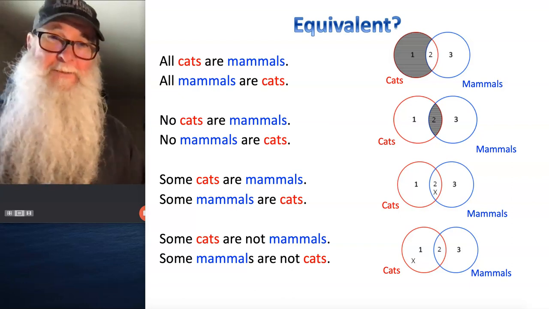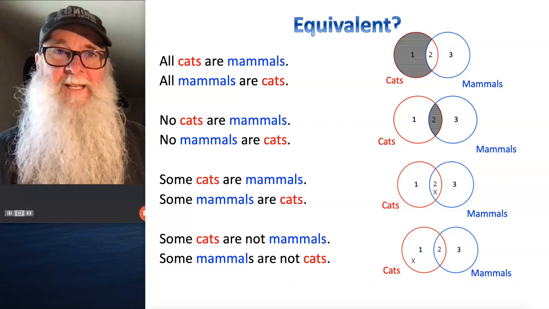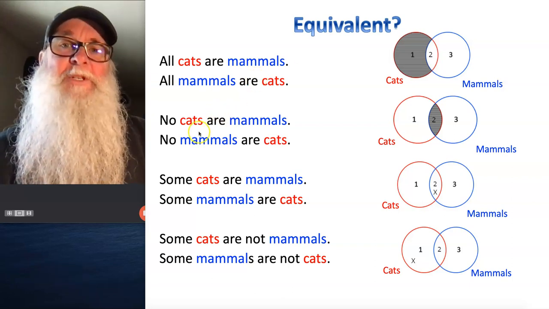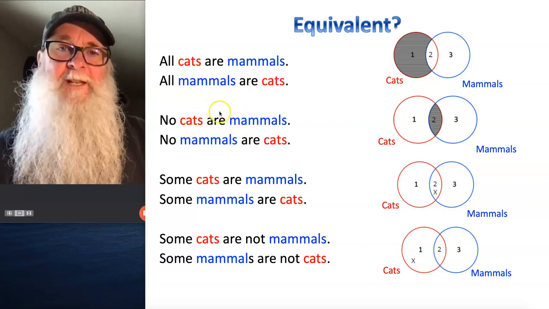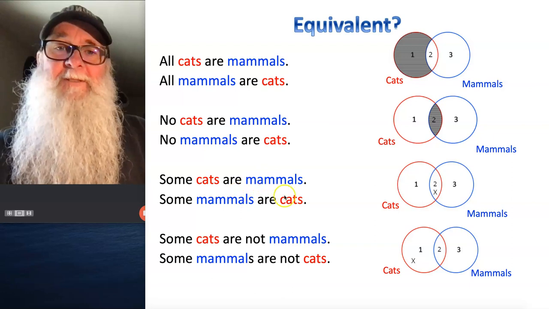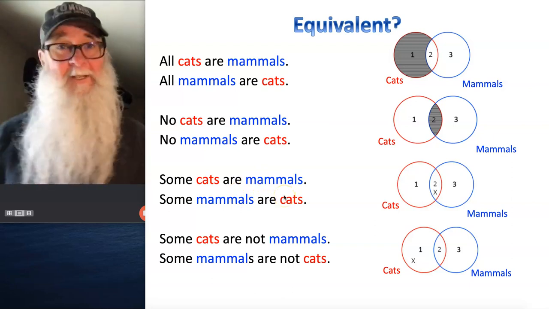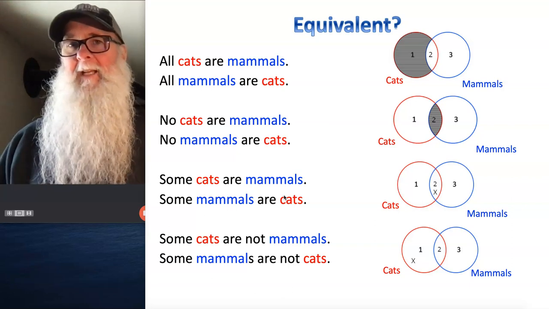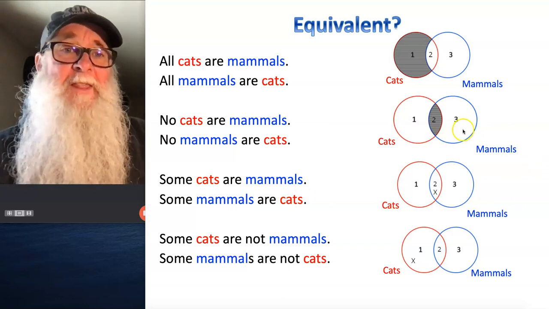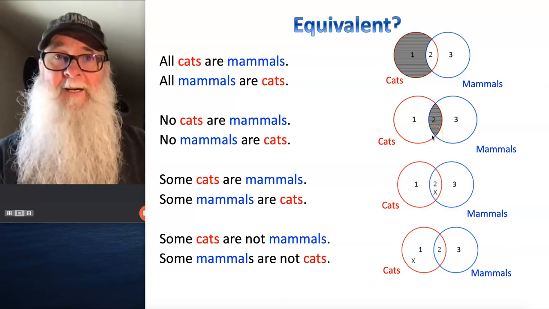So, keen observer that you are, you may have picked up on something really important in the last lecture. And that is that when you switch the positions of the subject and predicate terms in an E statement and in an I statement, you end up with pairs of equivalent statements. You end up with pairs of statements that have the exact same meaning and express the exact same information, and that's proven by the one Venn diagram that reflects both statements in the pairs.